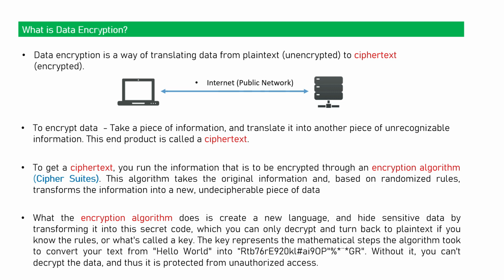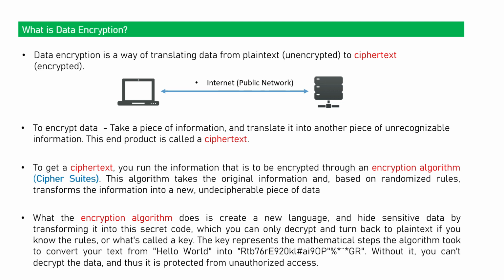So for decryption of the data at the server end, again we need a certain kind of key. So when the data is encrypted at the browser side, and again decrypted at the server side, on both sides we need a certain kind of key, or certain kind of algorithm or rules, which is a key. That key is required for the encryption and decryption of your data. The key represents the mathematical steps the algorithm took to convert your text, hello world, into a different kind of text.